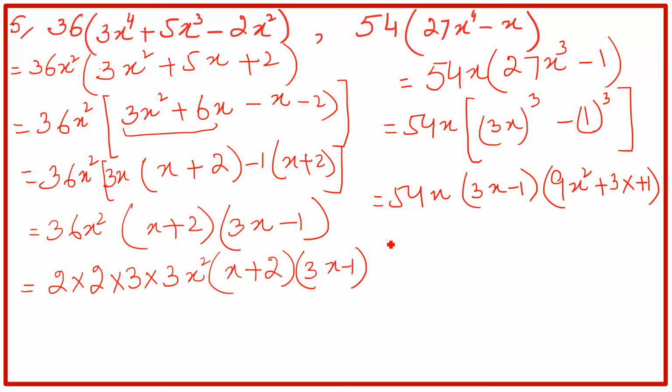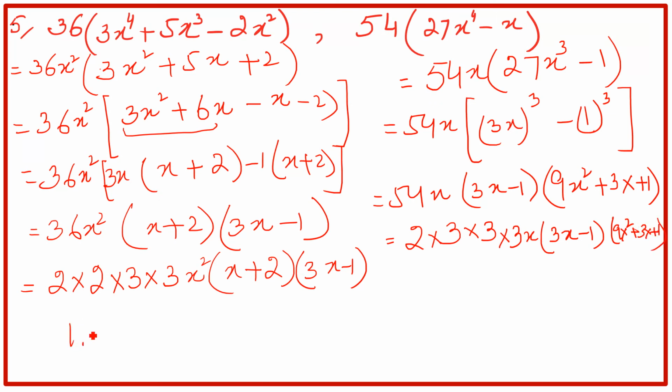So how can we write down 54? 2 multiplied by 3, 2 3 times 6, and then 6 3 times 18, 18 3 times 54. Instead of this 54, we can write down this, and there is one x, and in parentheses 3x minus 1, and the same thing here, 9x square plus 3x plus 1.